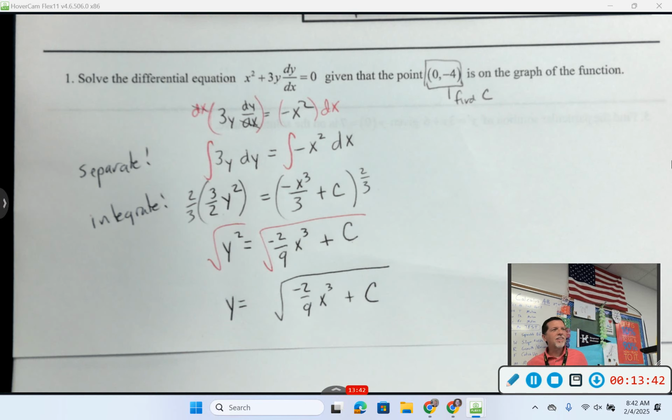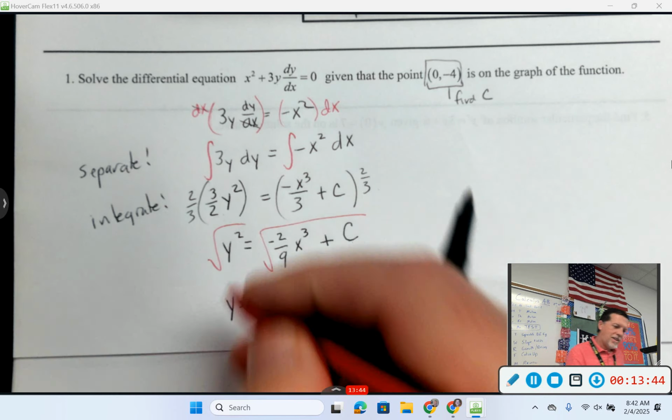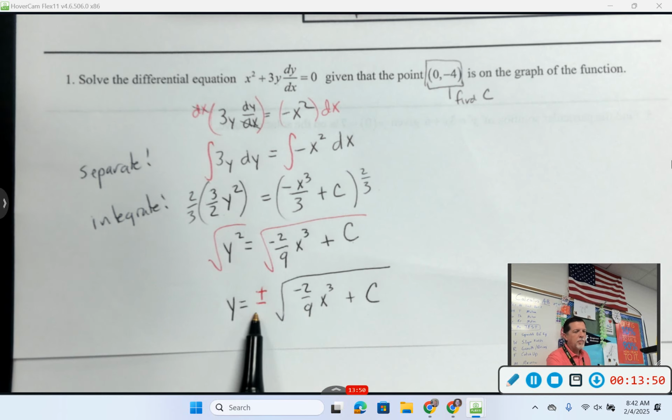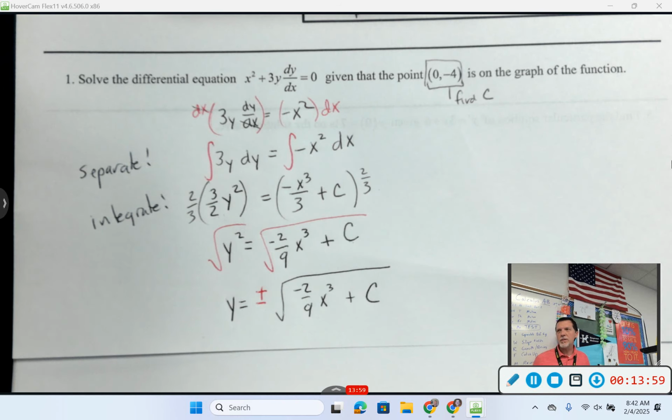Algebra students? Plus or minus. Okay, but something funny is going on here. I'm supposed to have a function for an answer. If I do plus or minus, that means I've got two answers. So I'm going to have to pick the plus or minus in a moment.